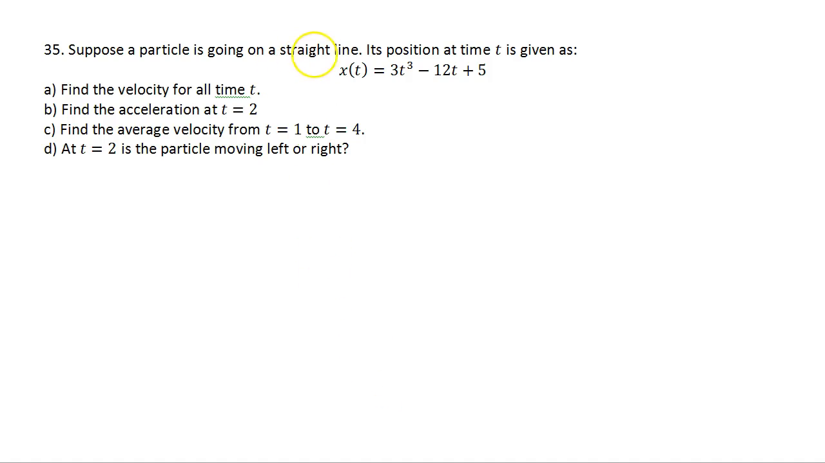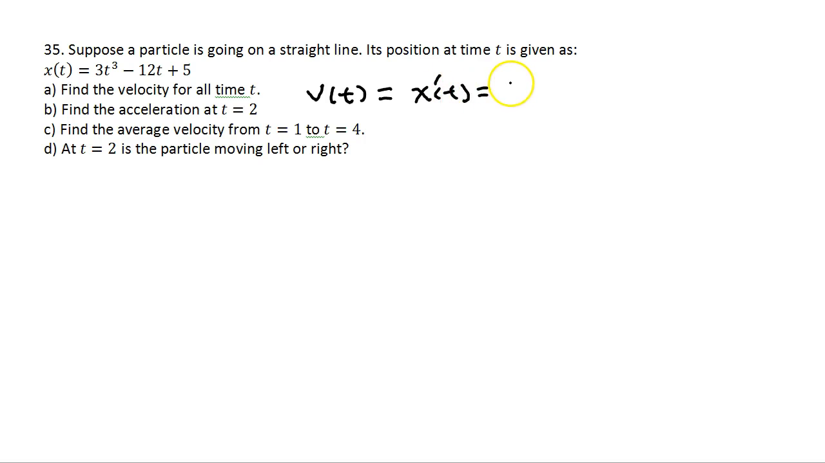Suppose a particle is going on a straight line. Its position at time t is given as some function like this. Find the velocity for all time t. So let's try this. Velocity is the derivative of the position. So if I differentiate, v(t) is the derivative of x(t), and that's 9t squared minus 12 plus 0, because if you differentiate 5, it's 0. So 9t squared minus 12 is the velocity.